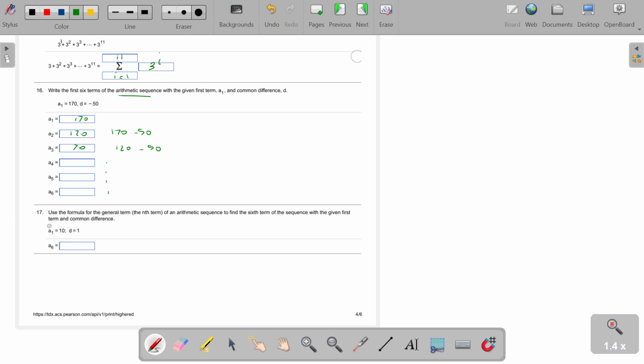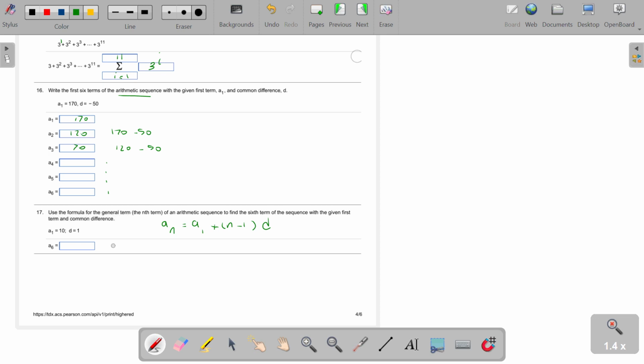Now, question number 17 is asking us to use the formula for the general term for this arithmetic sequence where A1 is 10 and D is 1. And then we need to find the 6th term of the sequence. So the general term for any arithmetic sequence looks like this: An equals A1 plus N minus 1 times D. This is the general form.